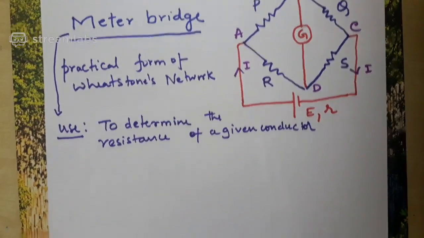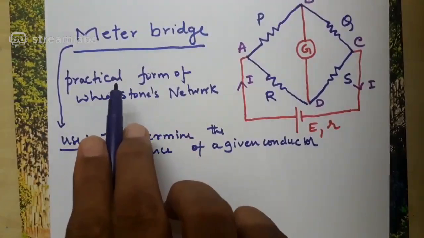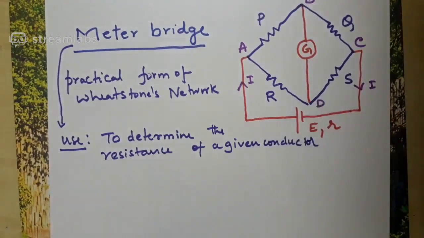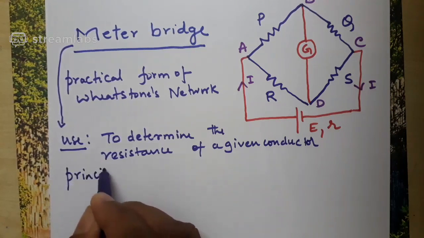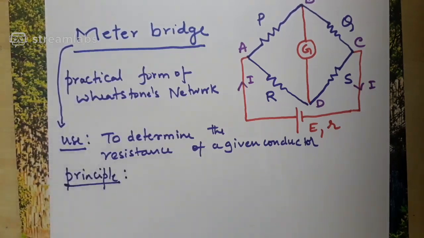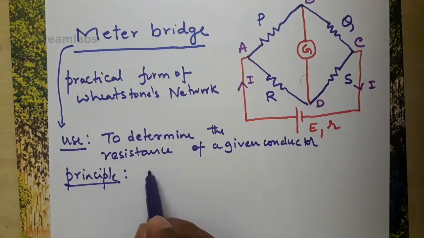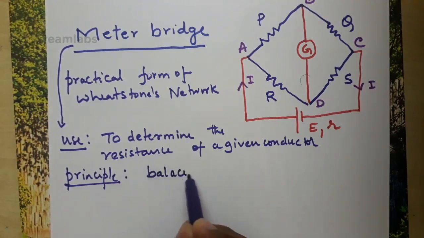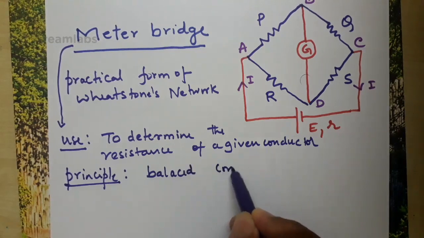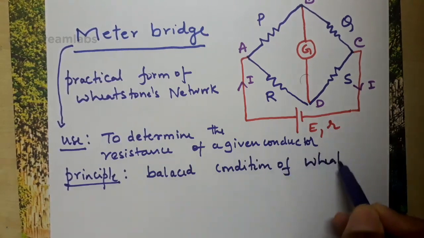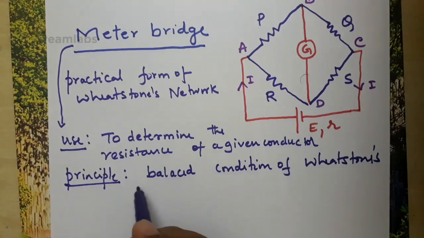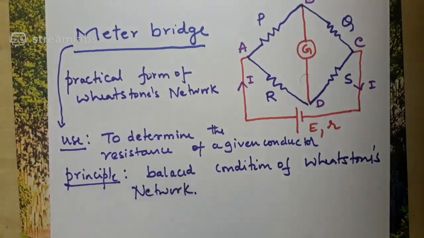How, that is the point of our discussion today, and we would like to know how you can say that meter bridge is a practical form of a Wheatstone's network. That also we would like to know. Each and every instrument has got some basic principle on which it works. The basic principle behind the working of a meter bridge is a balanced condition of Wheatstone's network.